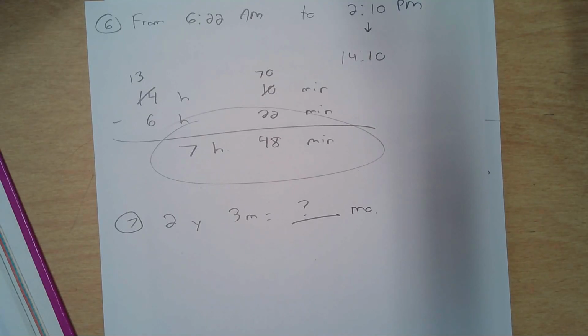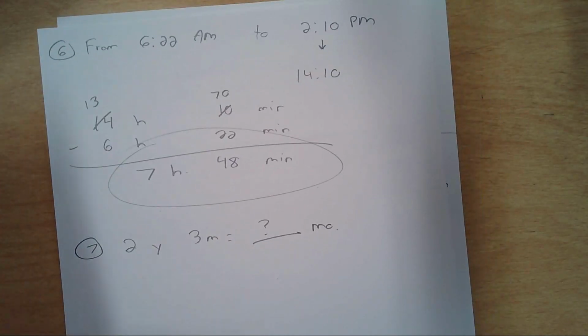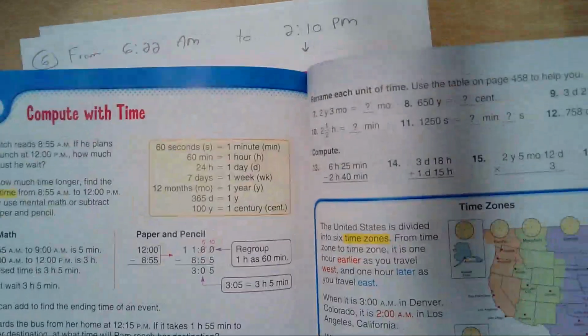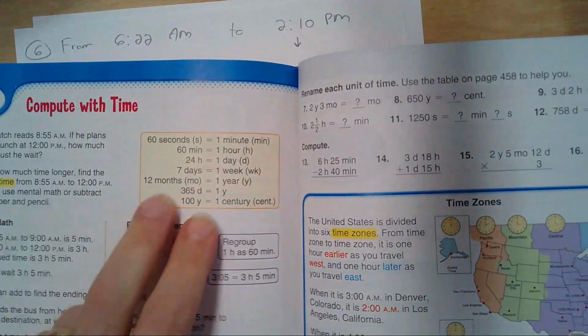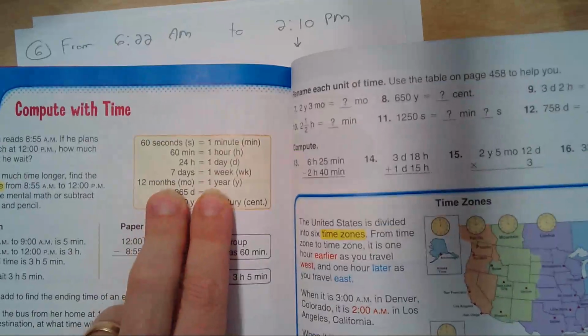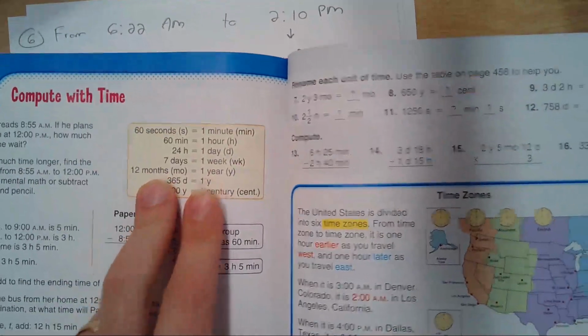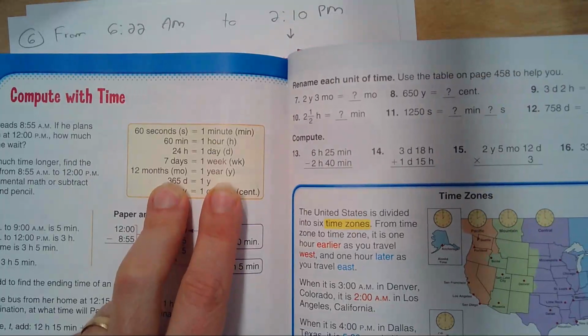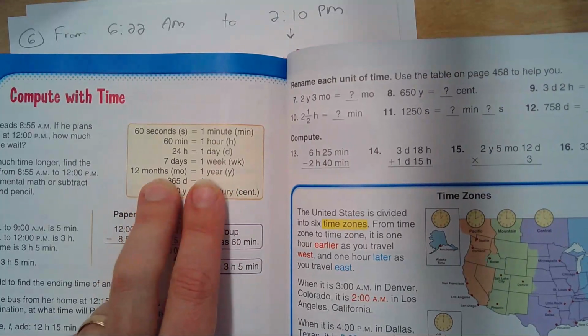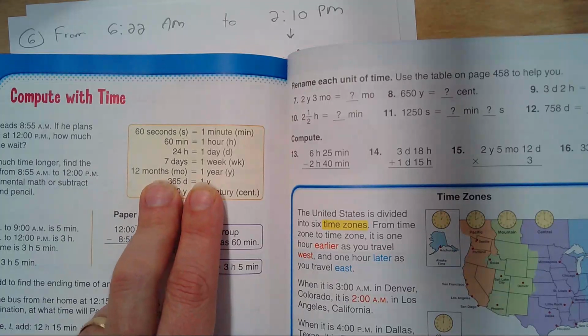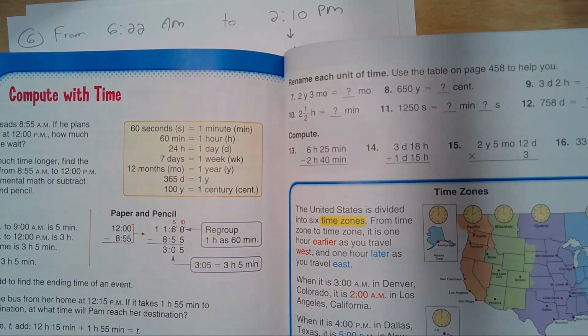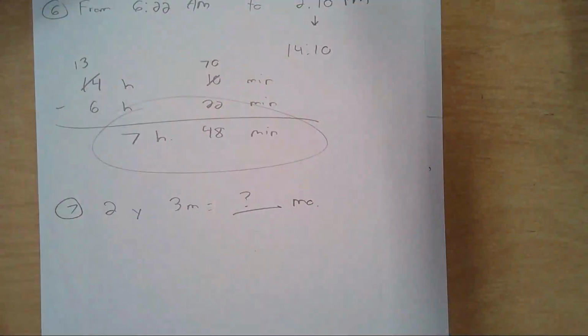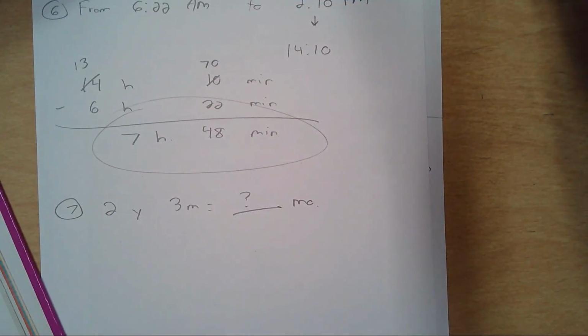Number 7. Just convert it to months. 2 years, 3 months. There's your conversion you would probably want to use right there. If you do not know how many months are in a year, it's provided to you. There are 12 months in a year. So how many months are in 2 years? What do you think? Help me out.